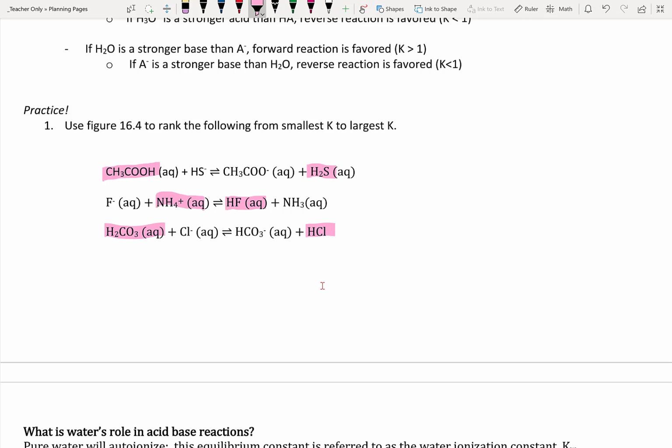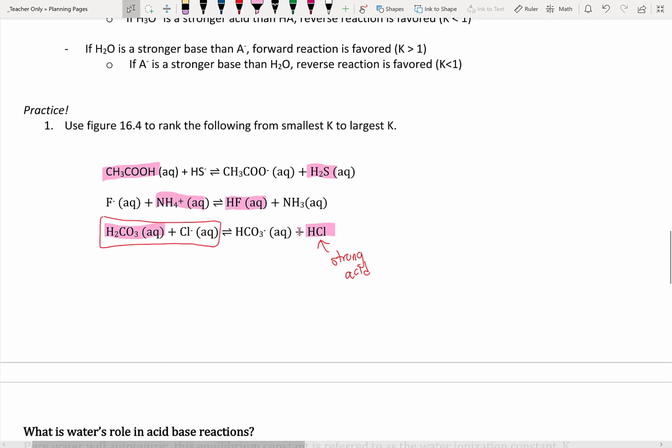Now, let's do some analysis. First off, what I hope jumps out at you is this HCl. HCl, we know, is a strong acid. Okay, that means it dissociates completely. This equilibrium is going to lie only on the reactant side because that HCl is such a strong acid. So we know for this one, the K value is going to be much, much less than 1 because it's going to be so reactant favored, okay? Because of that reverse reaction.